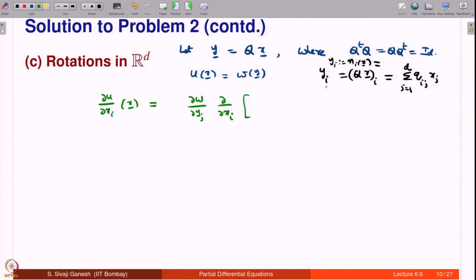What is yj from here? This expression is for yi. So yj means we have to change this notation because this is anyway summation. So let us write yj as summation k equal to 1 to d Qjk xk. That is why this is called a dummy index, because you can just change j to k or whatever you want because it is summed up. So ∂/∂xi of yj, what is yj? Summation k equal to 1 to d Qjk xk, and then we have to sum over j. That is the chain rule.